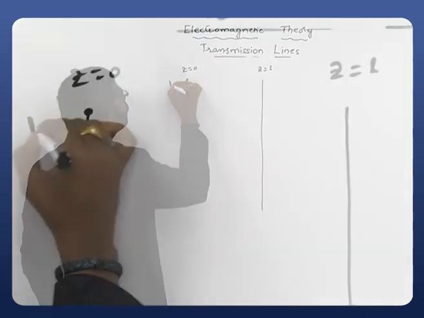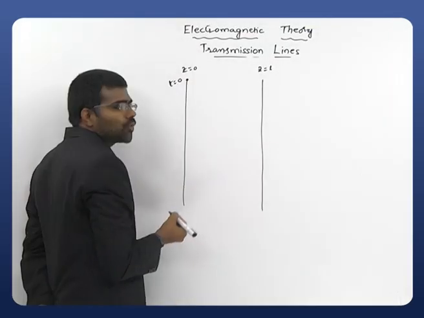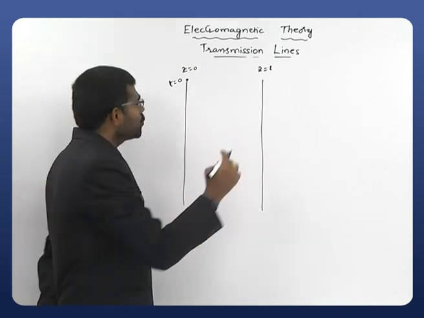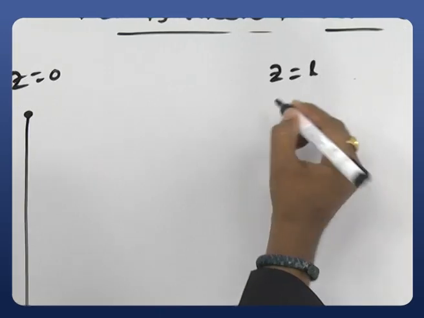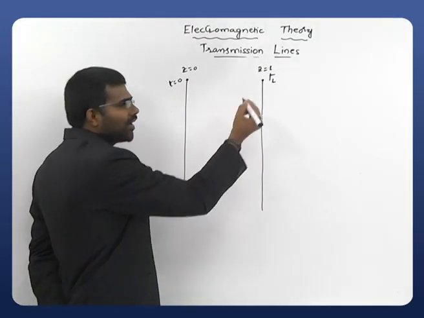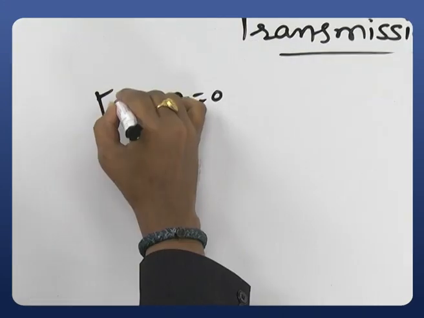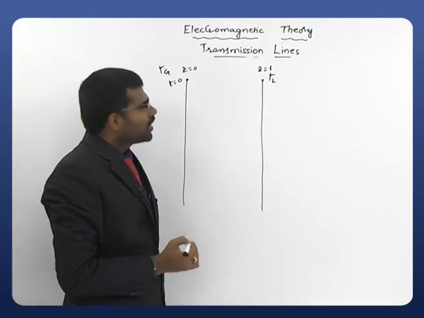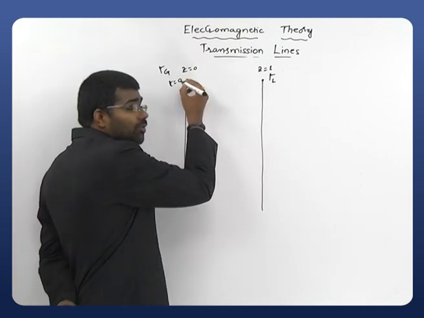Initially at time t equals 0, we start observing with a voltage wave. Assume that these two ends are not perfectly matched, so definitely some reflection coefficients will be there. At the load end, gamma L is the reflection coefficient. At the generator end, gamma G is the reflection coefficient. Now you have to observe how this wave is traveling in this particular transmission line.